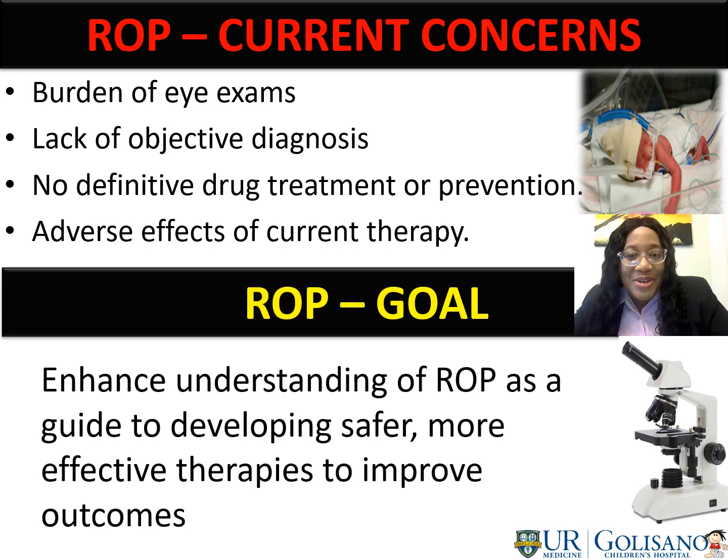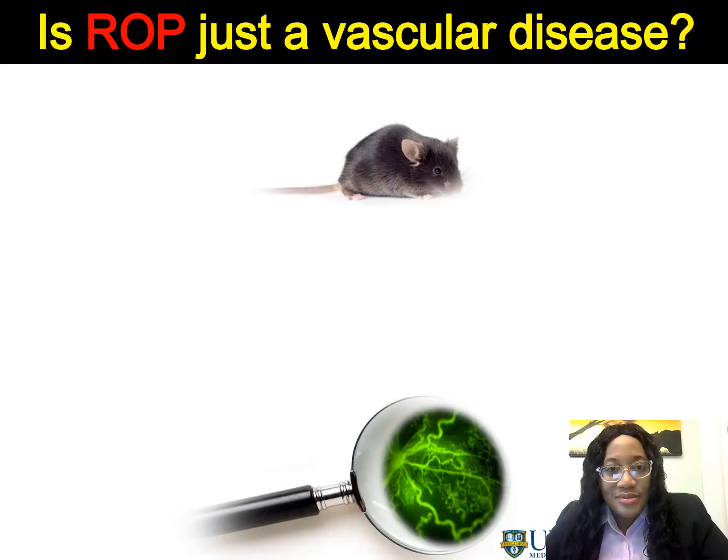So, my goal when I started research was to use lab research to better understand the pathogenesis and mechanisms of ROP as a guide to developing safer, more effective therapies in order to improve the neurodevelopmental outcomes of babies. This led me to several clinical questions. Is ROP just a vascular disease?